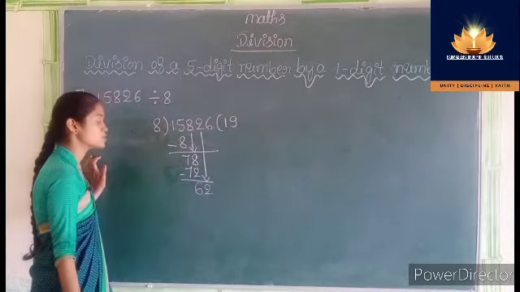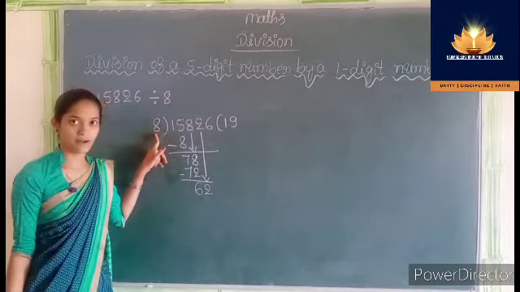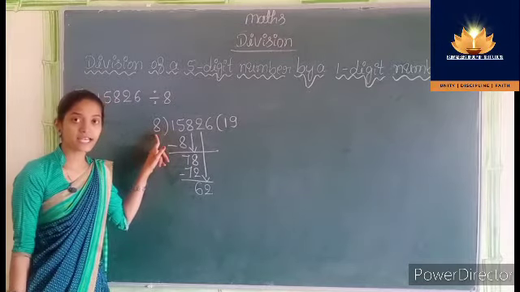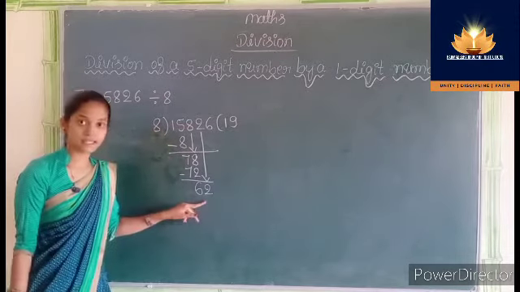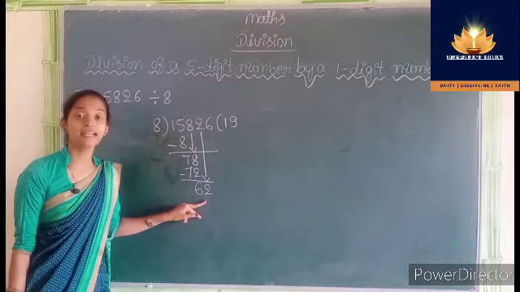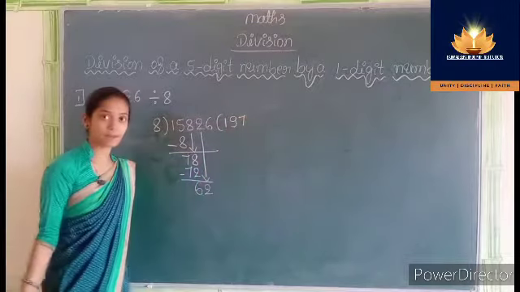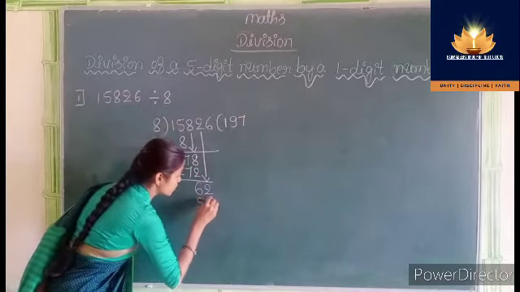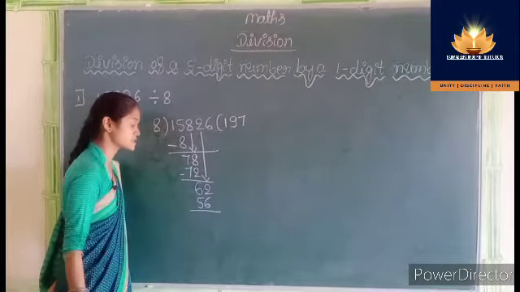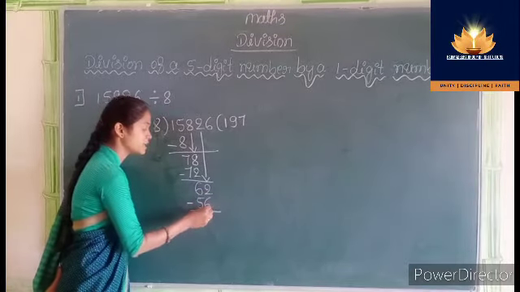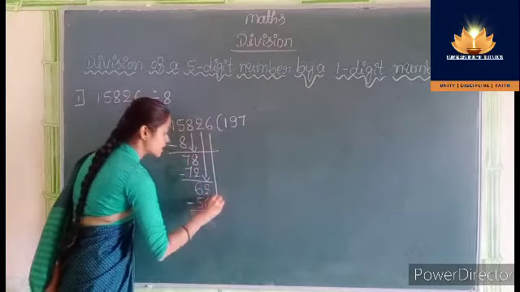Now find out which number is less than or equal to this 62 in the table of 8. 8 7s are 56, 8 8s are 64. 64 is greater than this 62. That's why we have to consider 8 7s are 56. 7 should be written in the quotient place. Then write 56 below this 62. Now subtract 56 from this 62, that is 12 minus 6, 6, 5 minus 5, 0. Now bring down this 6.